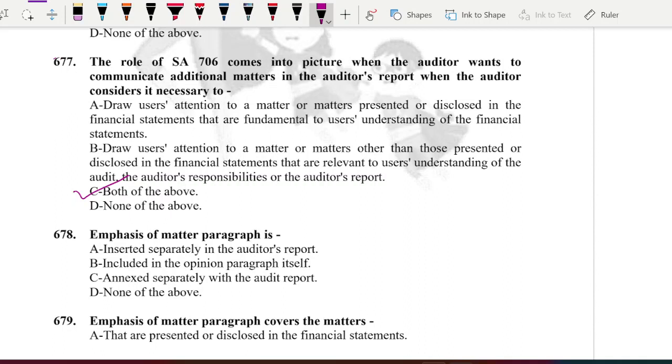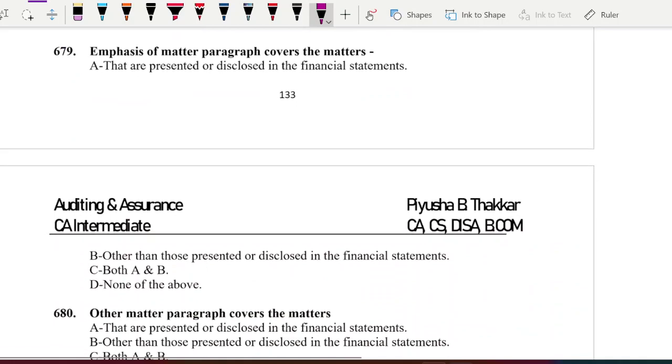Further, emphasis of matter paragraph is inserted separately in the auditor's report, included in the opinion para, annexed separately with the audit report. Now if we see alternative A and C, there's a slight confusion amongst alternative A and C, right? B cannot be the answer because emphasis of matter paragraph has to be written separately. Now if we say it is inserted or annexed, annexed means joined separately, whether it is a part of the audit report, it is a part of the audit report. So it is inserted separately in the auditor's report, not just annexed separately with the auditor's report. Let's go ahead to the next question.